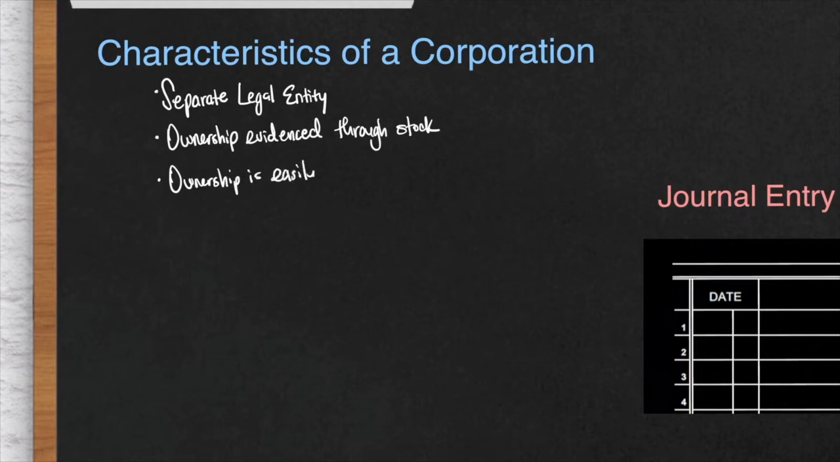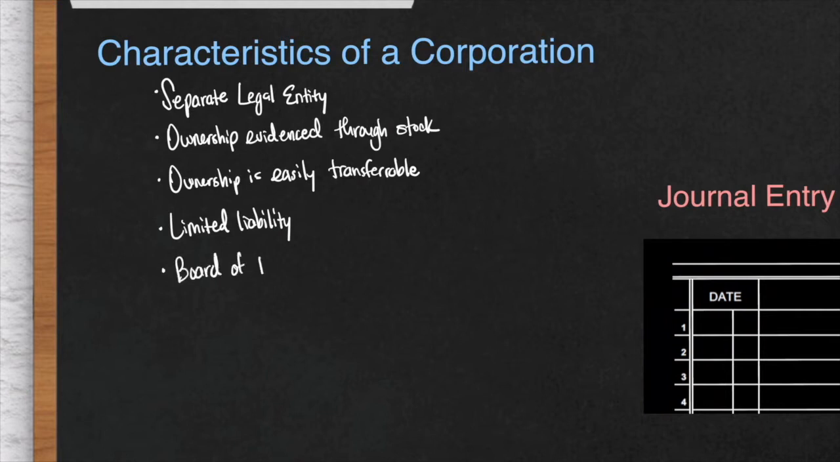Ownership is easily transferable. So again, let's assume you're an owner of a company because you own a share of stock. You can easily get rid of your ownership by just selling your stock back to the market. So that's why it is easily transferable. There is limited liability, meaning if you're an owner and your big corporation that you own gets sued and they lose, none of your personal assets will be affected.